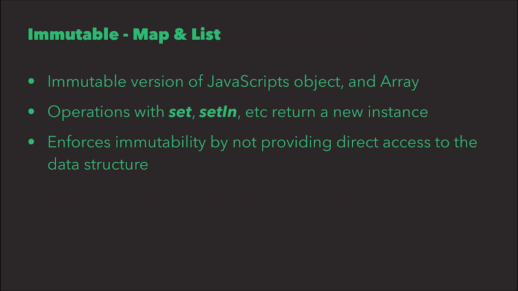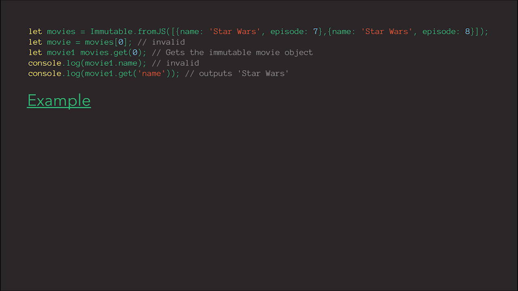So Map and List are the immutable versions of the JavaScript object and the JavaScript array. They have operations like set and setIn, which will return a new instance of the data, not a copy, not a reference to it. And it helps enforce immutability by not providing direct access to the data structure. For example, you can't just go in and do movie.name equals a new name without going through their proper methods.